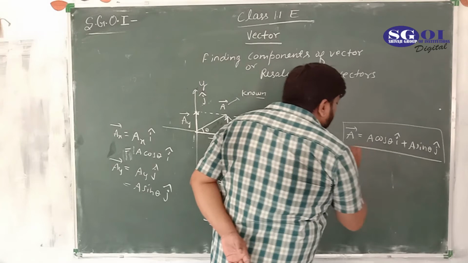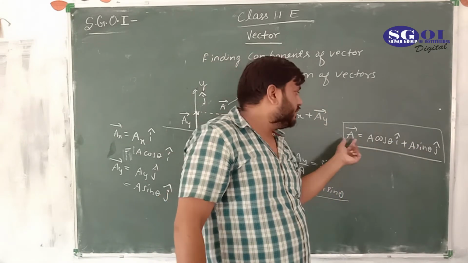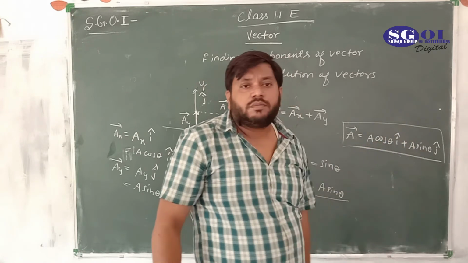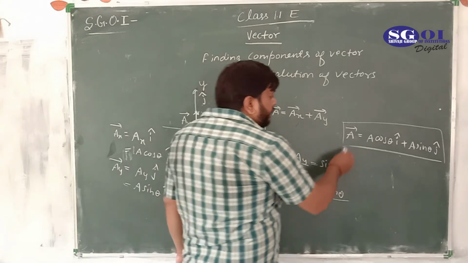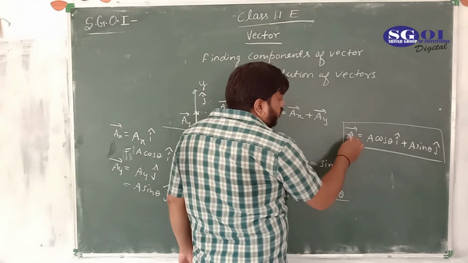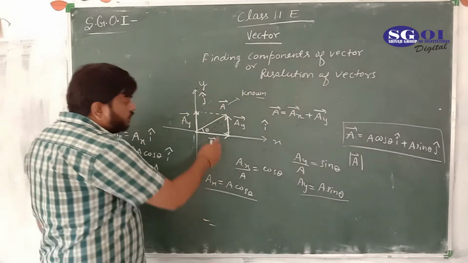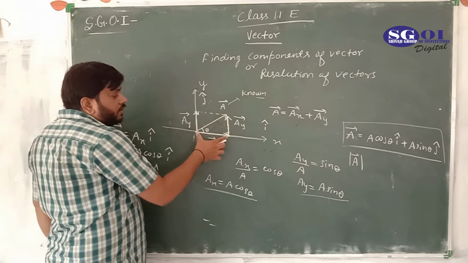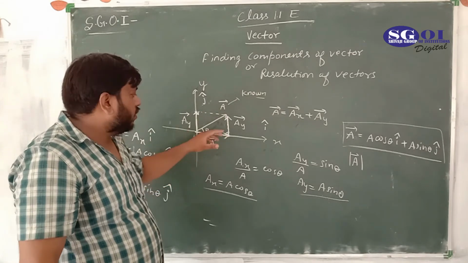You have written this vector in terms of its components. This is in the positive x direction. This is in the positive y direction. And if you want to find the magnitude, mod of A, you can use this triangle. The mod of this vector is from the Pythagoras theorem: this square plus this square, all under root.